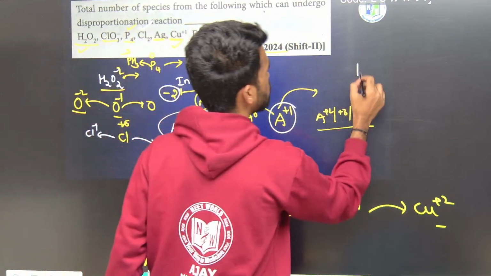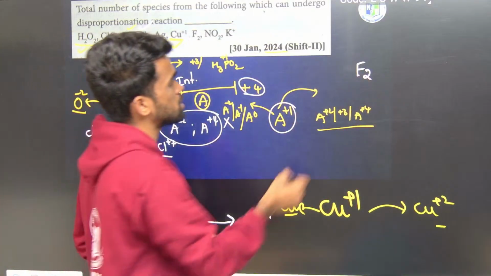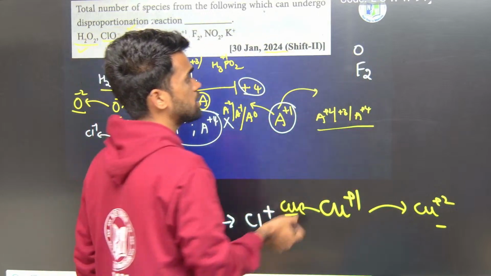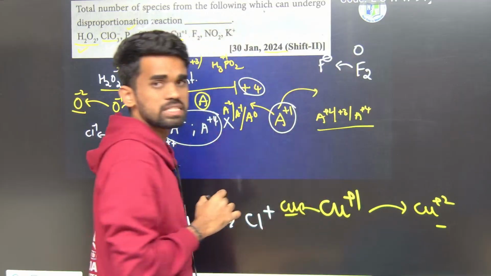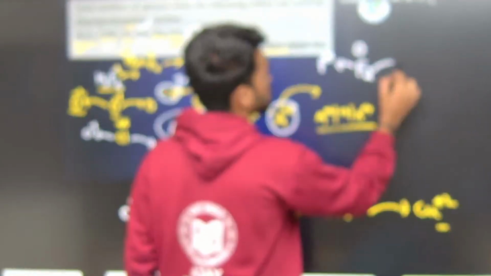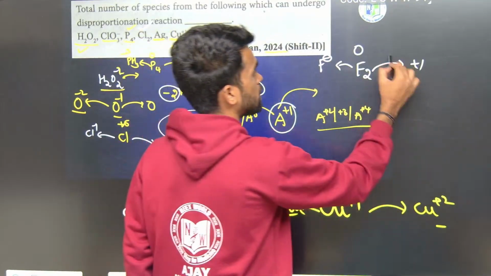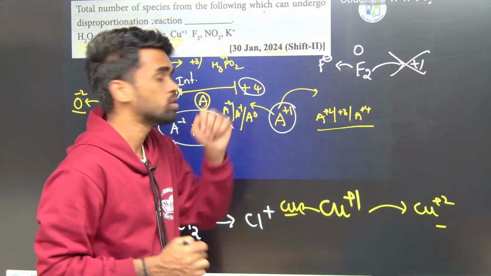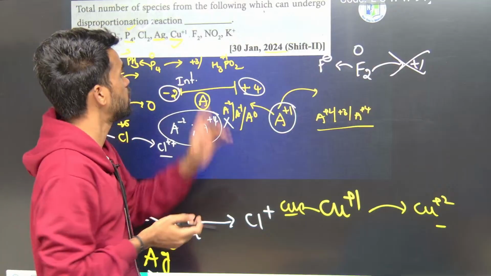And here we have fluorine, F2. Fluorine is the most electronegative element in the periodic table. So the minimum oxidation state possible for fluorine is 0, and it can only show a negative oxidation state like the fluoride ion, -1 charge, but it won't show positive oxidation states like +1 or any other plus charges. Therefore it cannot undergo further oxidation, it can only undergo reduction. So fluorine also does not undergo disproportionation in this example.